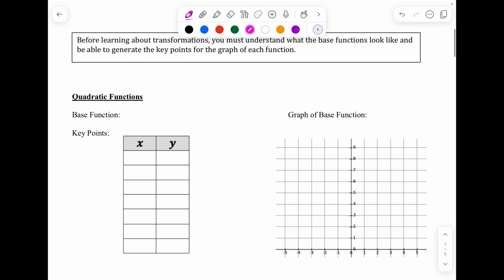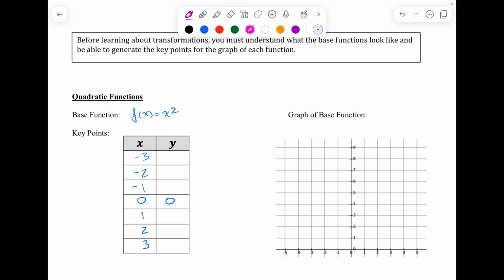So the quadratic is what we start with. So f of x is x squared. And some key points for the quadratic. We know that 0, 0 is in the middle. And then we're going to look a little bit to the left and a little bit to the right. So left means x is -1, -2, -3. And to the right is 1, 2, 3.